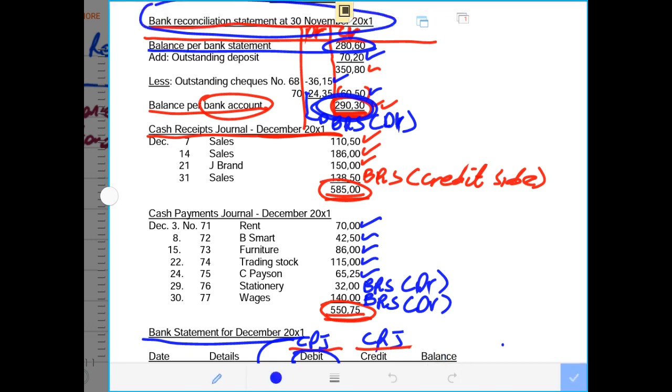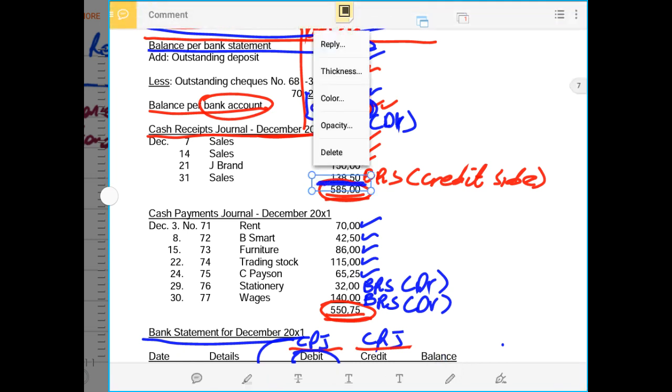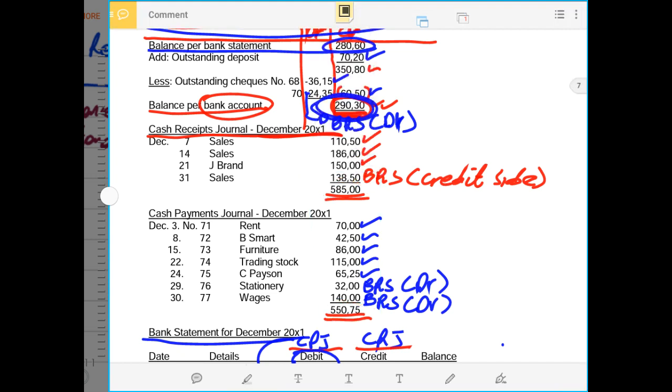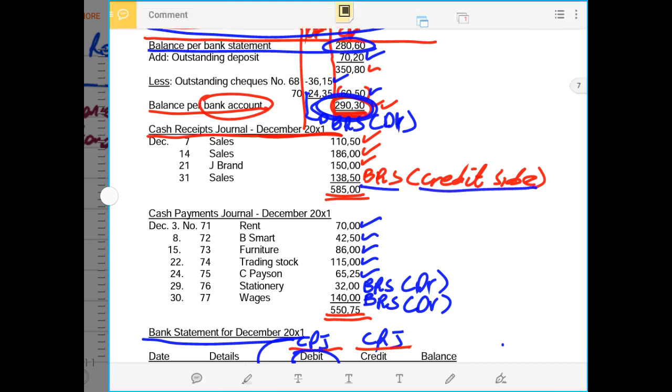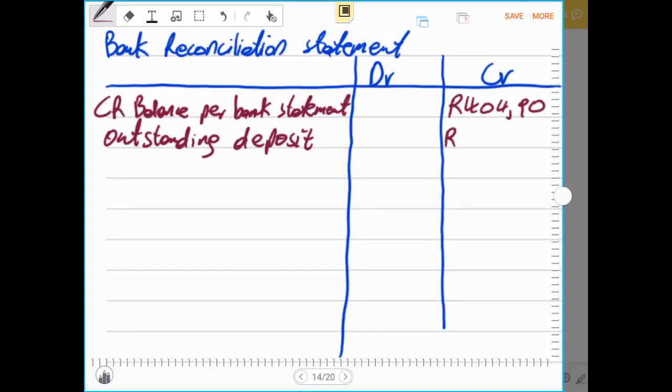Remember, there was that 138 rand 50 cents that needed to be recorded in the bank reconciliation statement. On which side? On the credit side, because I was comparing receipt with the credit side of the bank statement. So this outstanding deposit was supposed to be recorded on the credit side of the bank statement. Therefore, now it must be recorded on the credit side of the bank reconciliation statement. This is 138 rand 50 cents.